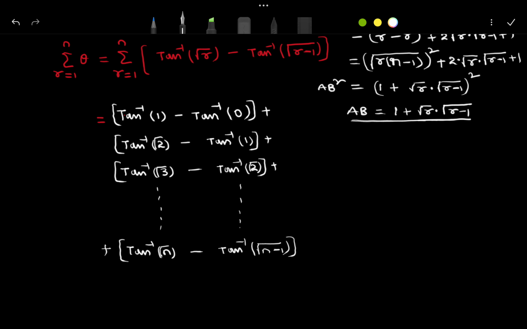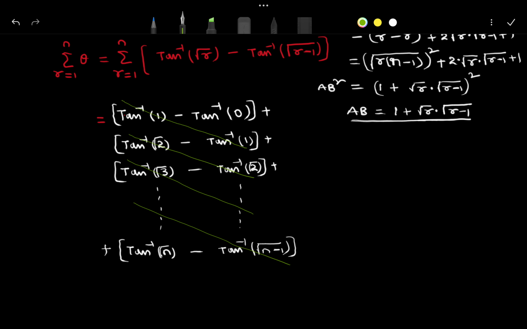So by observing this series, now it will be plus tan inverse of 1 minus tan inverse of 1 will be cancelled, plus tan inverse of root 2 minus tan inverse of root 2 cancel. So like in this direction all will cancel.